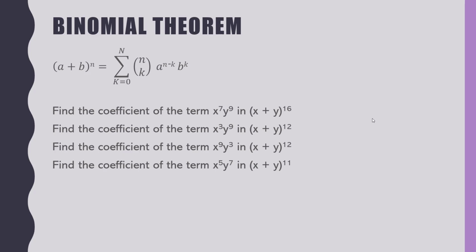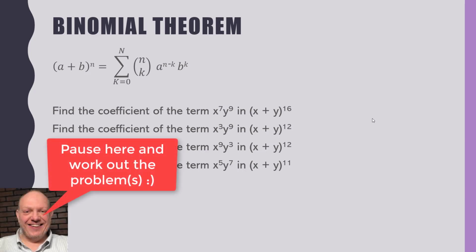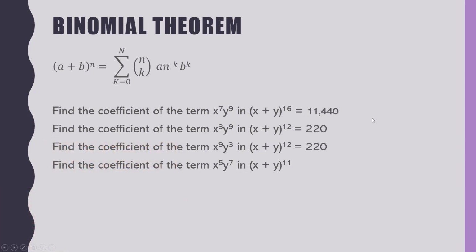Back to the whiteboards one last time before class is out, and see if you can answer these 4 questions here. Take the last 2 or 3 minutes here to look at how these work out, and I think I just showed the answers there. So the first one is 11,440. If you did the math correctly, then you would have gotten that answer. What is the correct math?